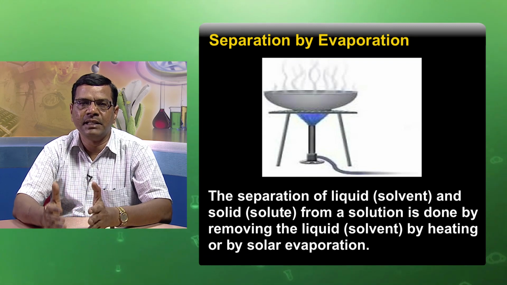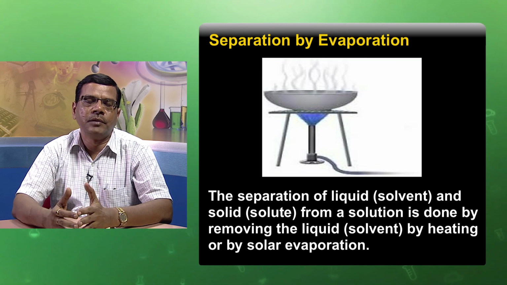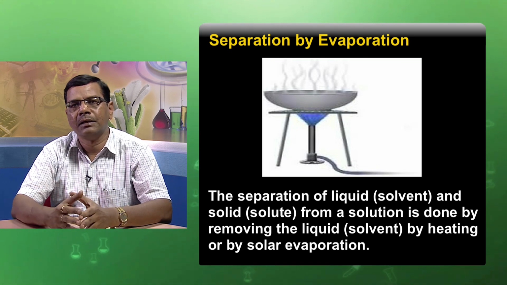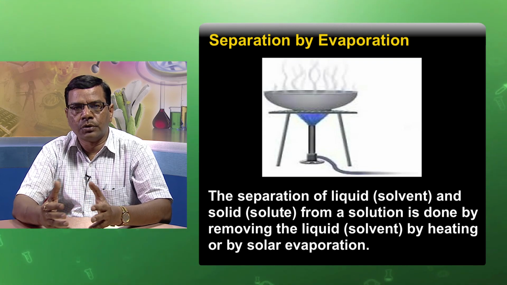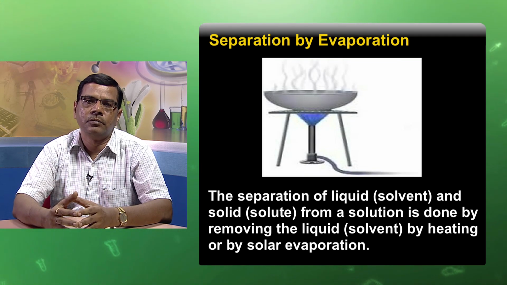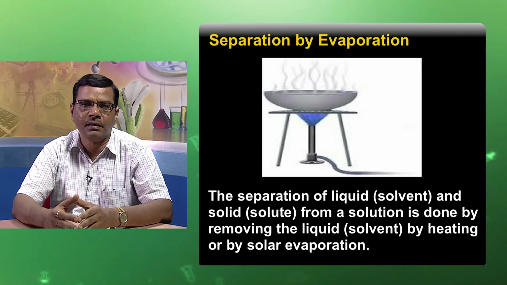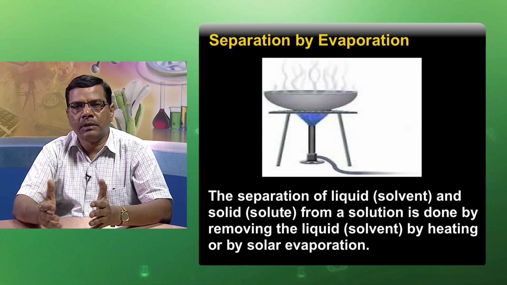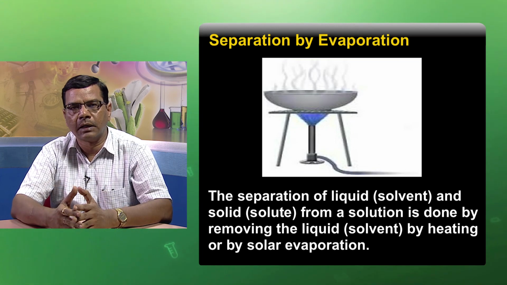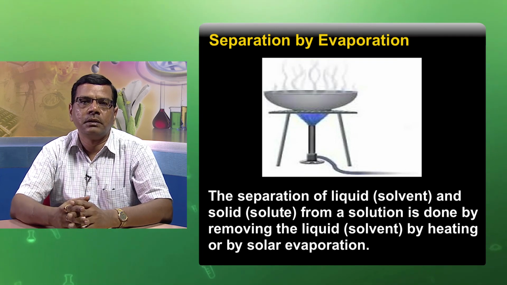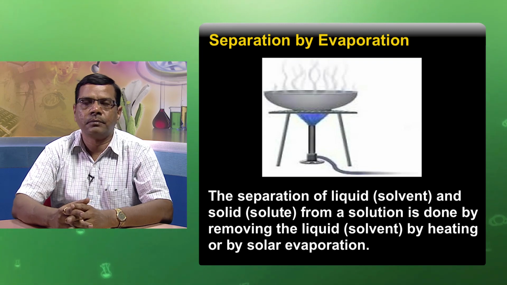That means if we heat, only the water will evaporate, and the solid part, that is the solute, will settle down at the bottom because it is not volatile. So, if a mixture contains two types of components, one volatile and another non-volatile, we will use this method, separation by evaporation. Another method is separation by filtration.